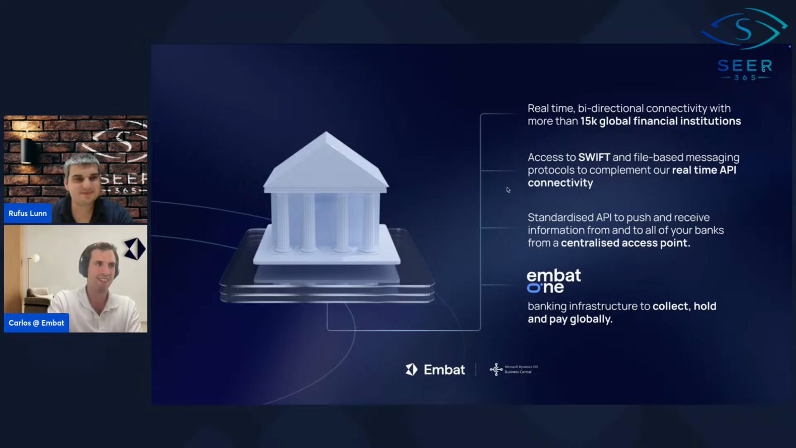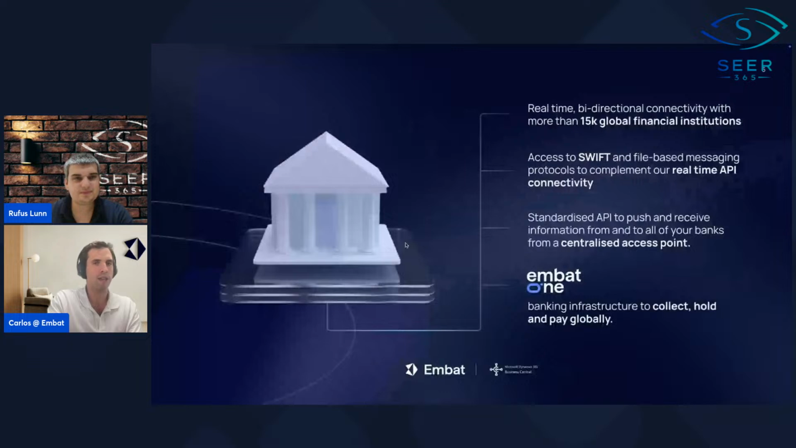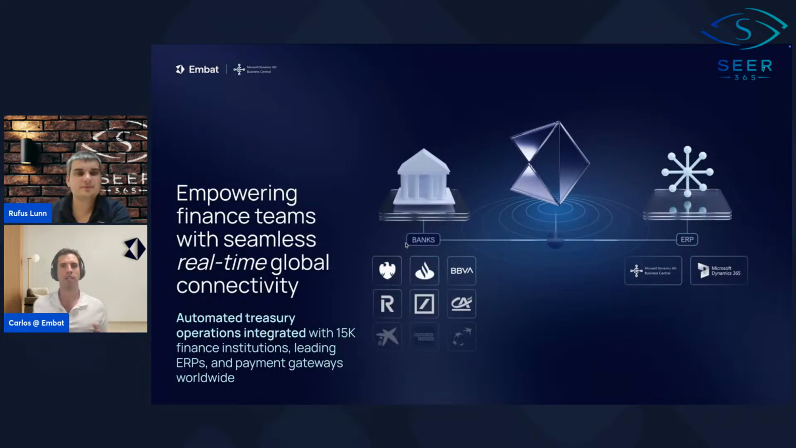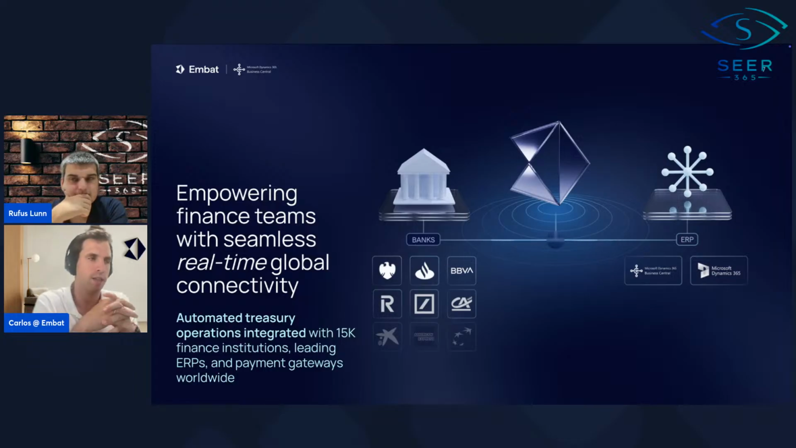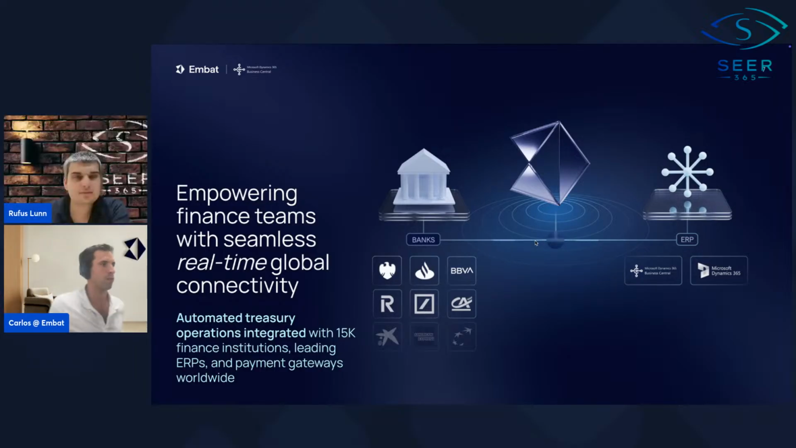Excellent. Great. So that was the first part, right? That's our connectivity bit, and that's how we solve it. Next part we have is our interface, our software. This is an on-cloud software, and this is natively integrated into Business Central, into Dynamics, and into all of the Microsoft systems. We try to draw it like this because we think it's very visual. We just sit in the middle of all of the banking relationships of our customers and the accounting system, and we try to automate the processes that happen between those two systems.